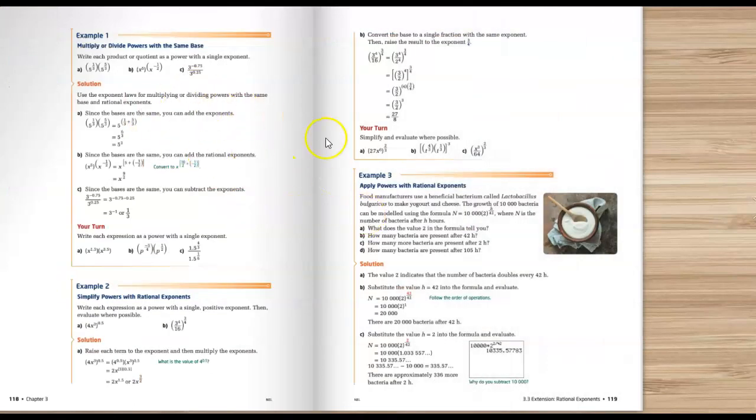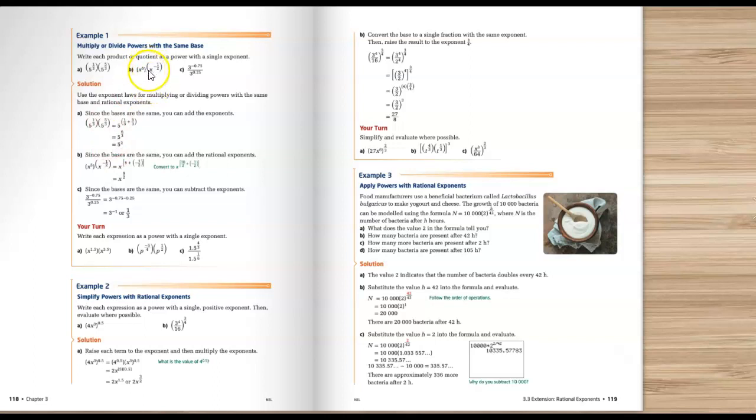Same sort of idea, just applying exponent rules to fractional exponents basically. Here, part A, let's see what they're doing here. Oh, they're solving this, multiply or divide powers of the same base. Again, just add the exponents. So 1 over 3 here, 5 over 3 here. So we add it, so it's going to be 6 over 3. 6 over 3 simplified is going to be 2, right? So 5 to the power of 2. That's how they got it, right?